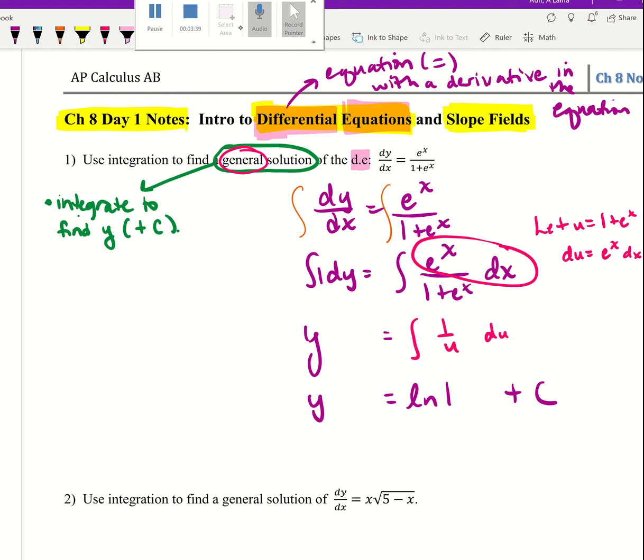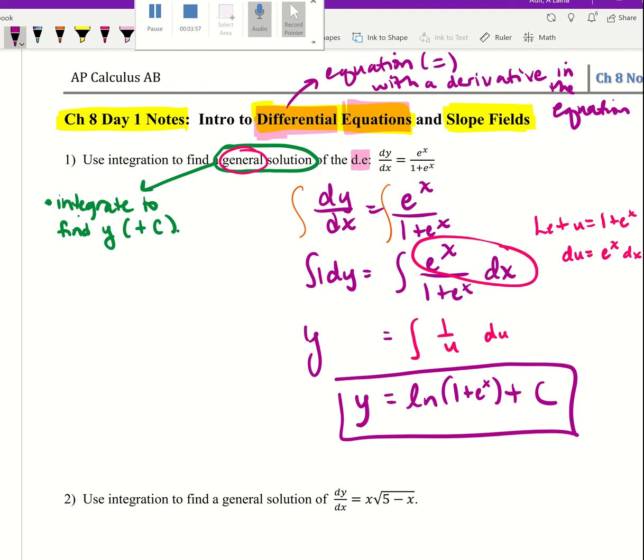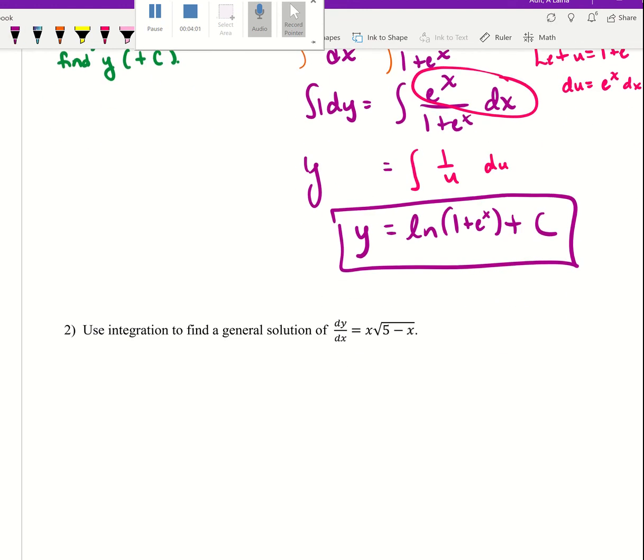And then remember, u is really 1 plus e to the x. Since e to the x is always positive, and when you add 1 to something that's always positive, you end up with a solution that's also going to be positive. I don't need the absolute values around my argument. In fact, I should change them to parentheses.